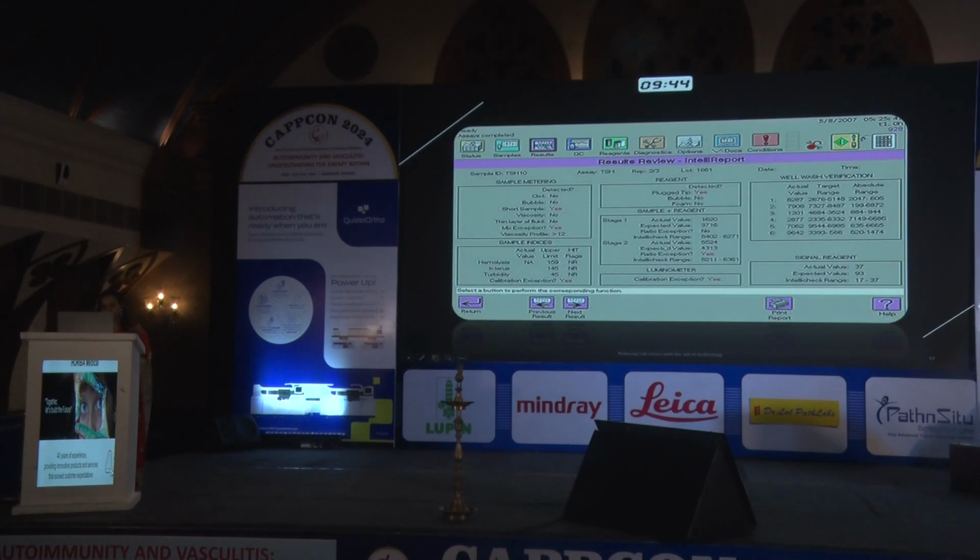So this is the screenshot from a module of Vitros, and the result review by IntelliReport occurs via different modules. These are sample metering, sample indices, reagent, sample plus reagent, that is the reaction chamber, luminometer, well-wash verification, and signal reagent.